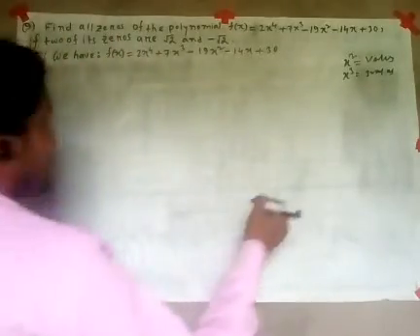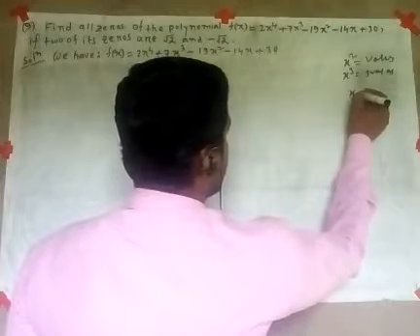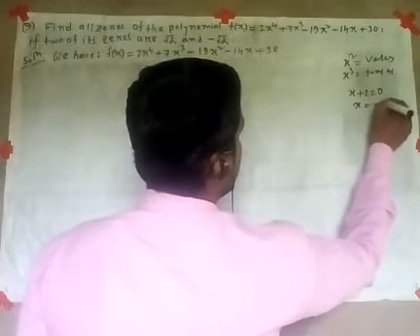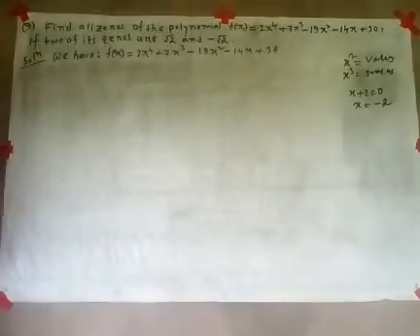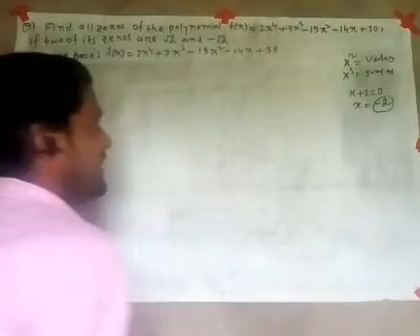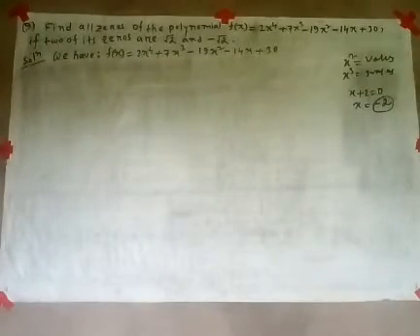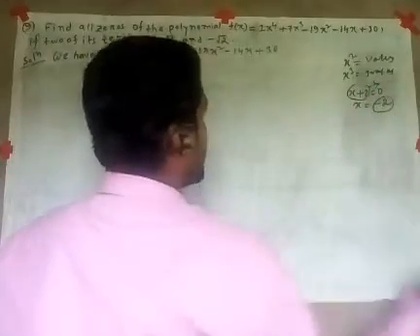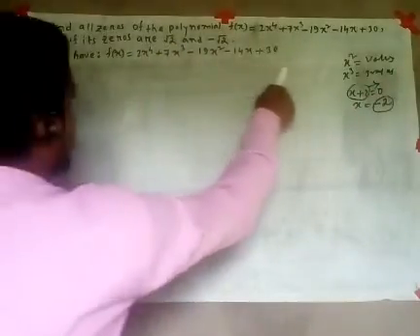So last time we have learned, suppose x plus 2 equal to 0, then x equal to minus 2. Then this is the root. It may be alpha, beta, gamma, delta, anything. So this x plus 2 is called the factor of the polynomial.